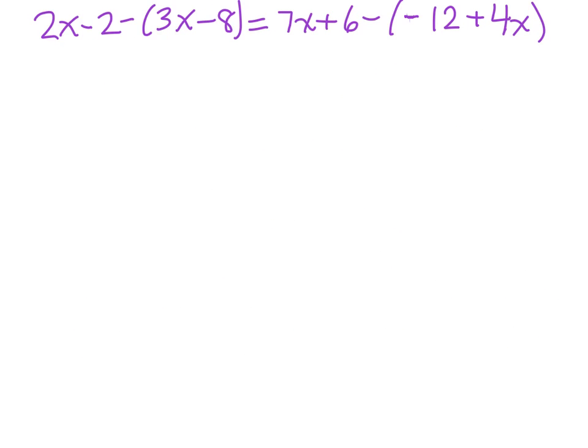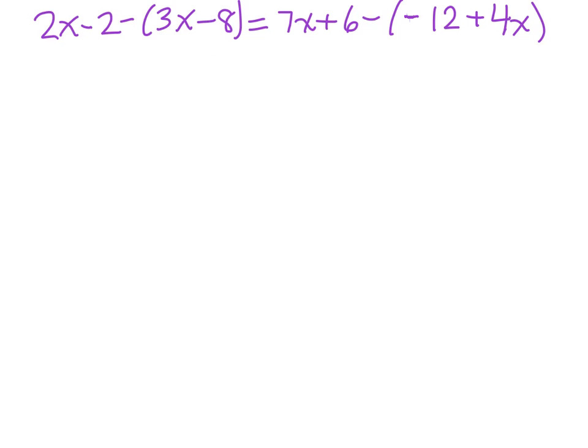So this time I'm going to show you a common mistake that students do. They might look at the 2x and the 3x and they see that opposite sign there, so they write down negative x. And then they look at the negative 2 and the negative 8 and they write down negative 10. Well, that would be an error. So we'll look at it the correct way.